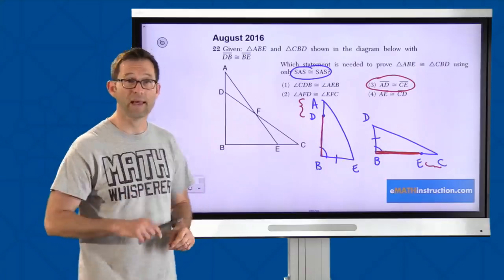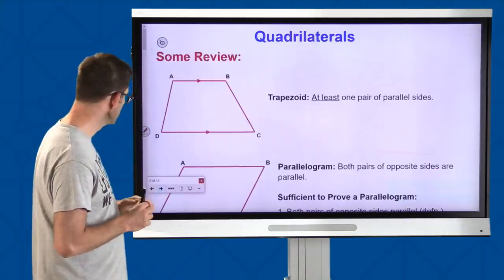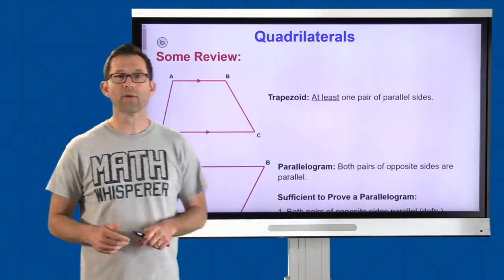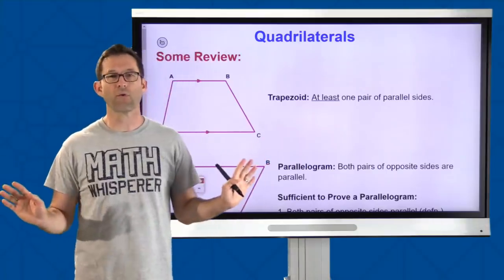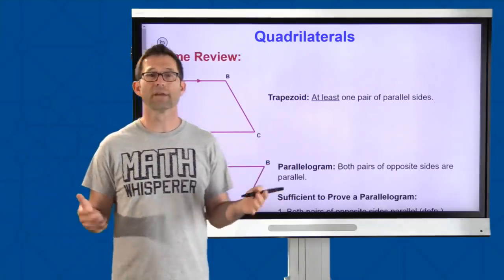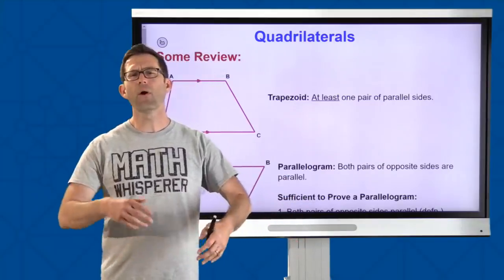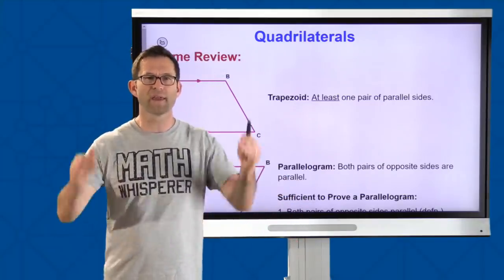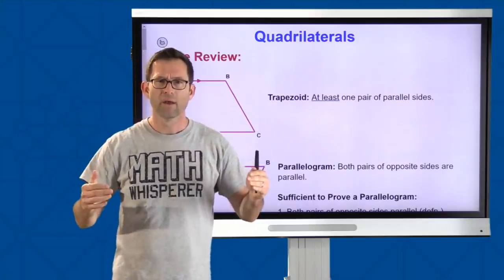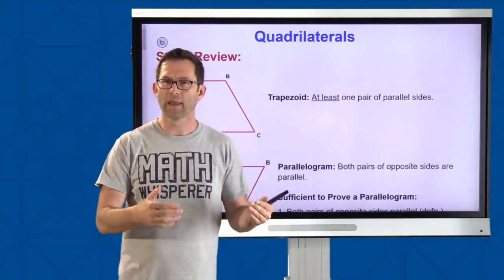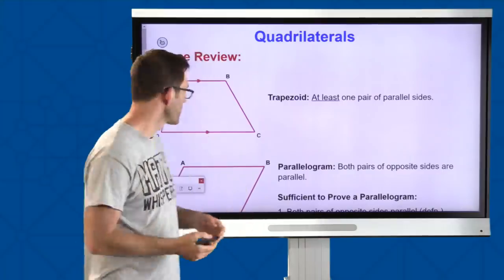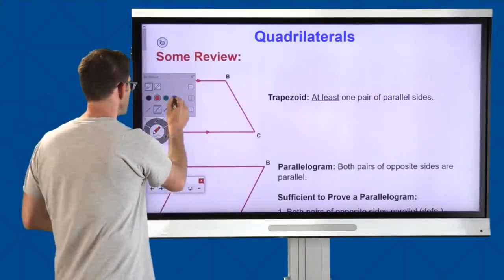All right, let's move on. Quadrilaterals. All right, quadrilaterals are four-sided figures. Any figure that has four straight sides is known as a quadrilateral. But there are all sorts of special quadrilaterals, and they kind of have a hierarchy. So we're going to review some of that right now before we get into the problems concerning quadrilaterals, and I'm going to go back to blue for it.